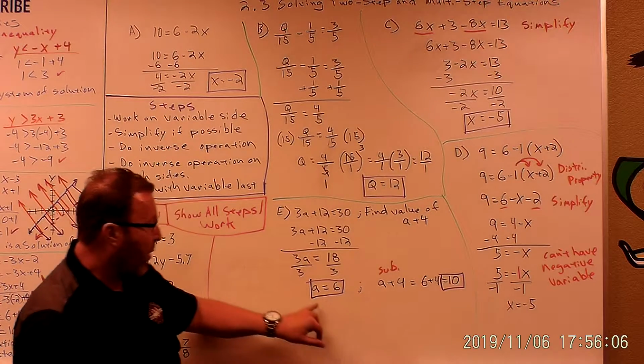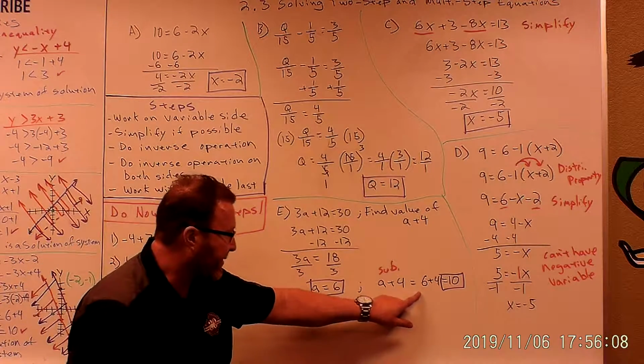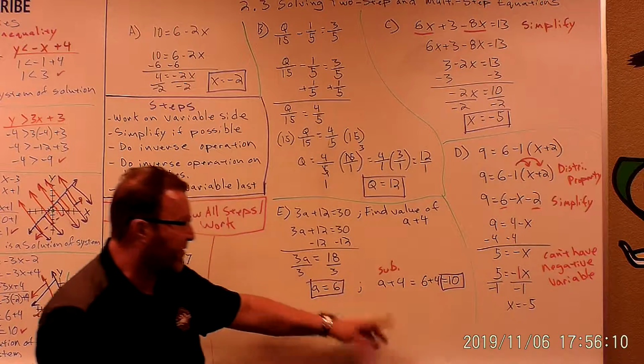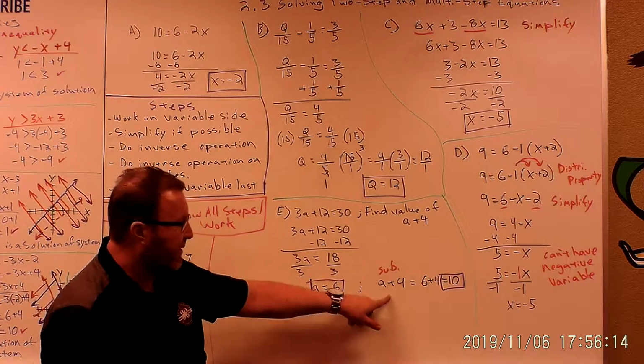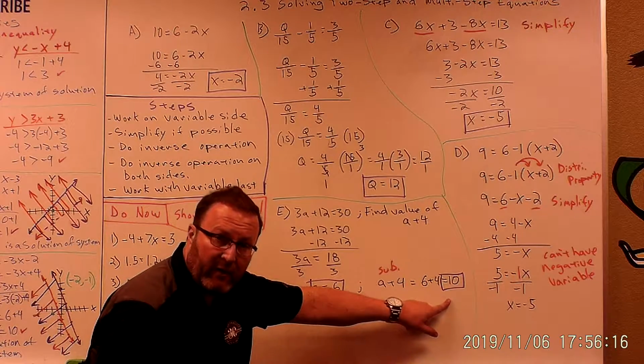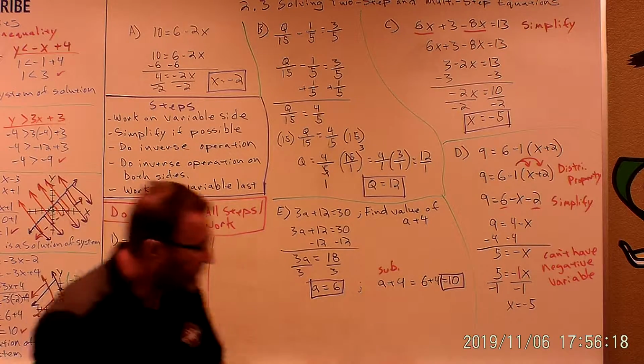A plus 4. We're going to substitute 6 in for a. 6 plus 4 is 10. So we have 2 answers here. A equals 6. And then when a equals 6, substituting it in, your final result is 10.